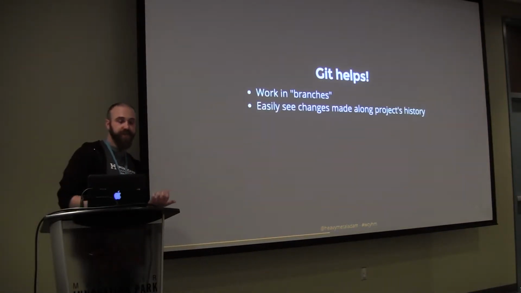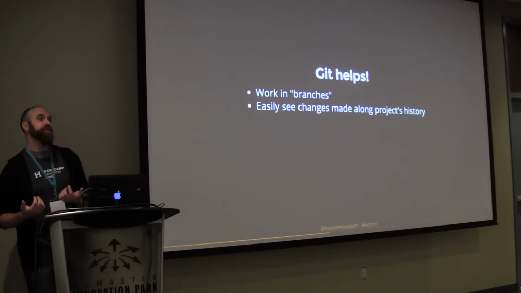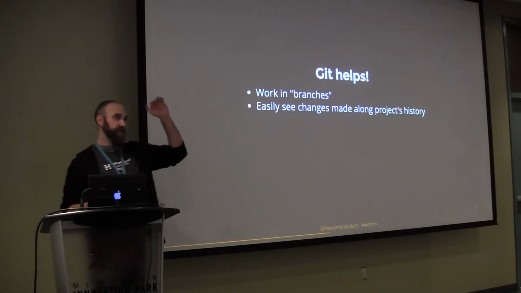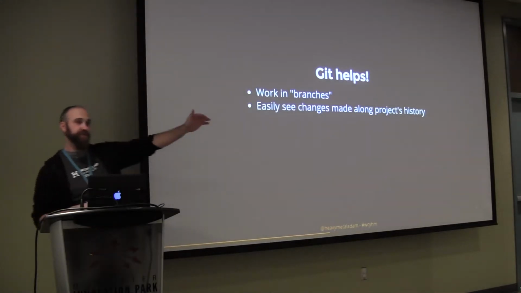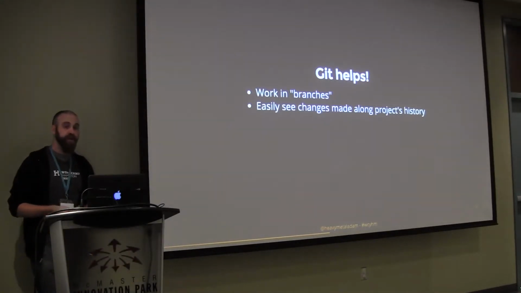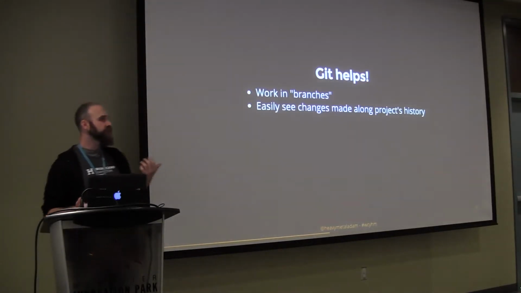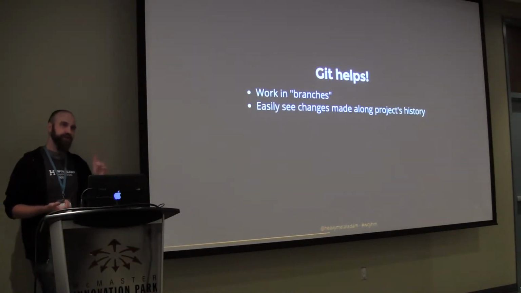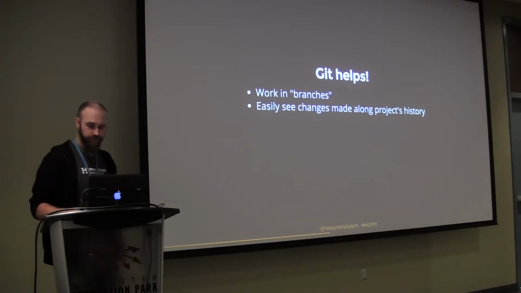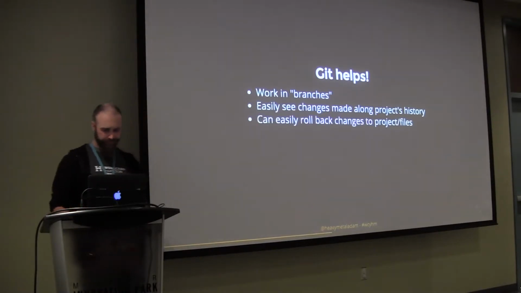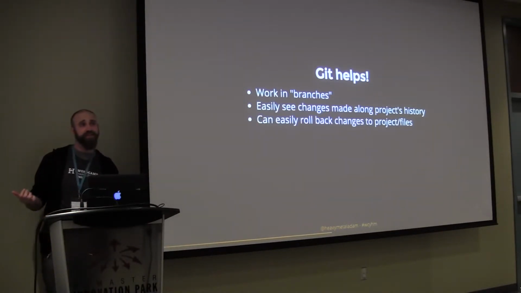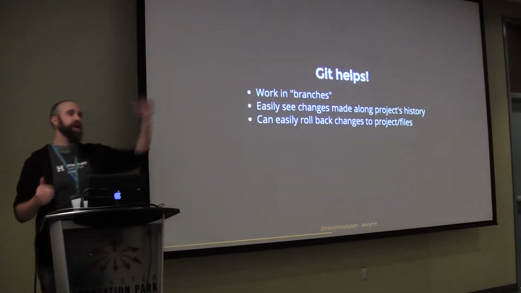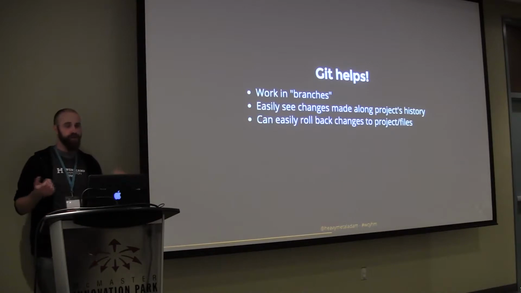I can easily see the changes throughout the entire history of the project. I can go commit by commit and see this person changed this at this time, this person changed this. Even on a file by file basis. Something weird's happening with this file. Let's see the history of that file and see what happened. I can easily roll back changes. Oh no, I did something that completely crashed my program. Let's go back to this point in history. One command.